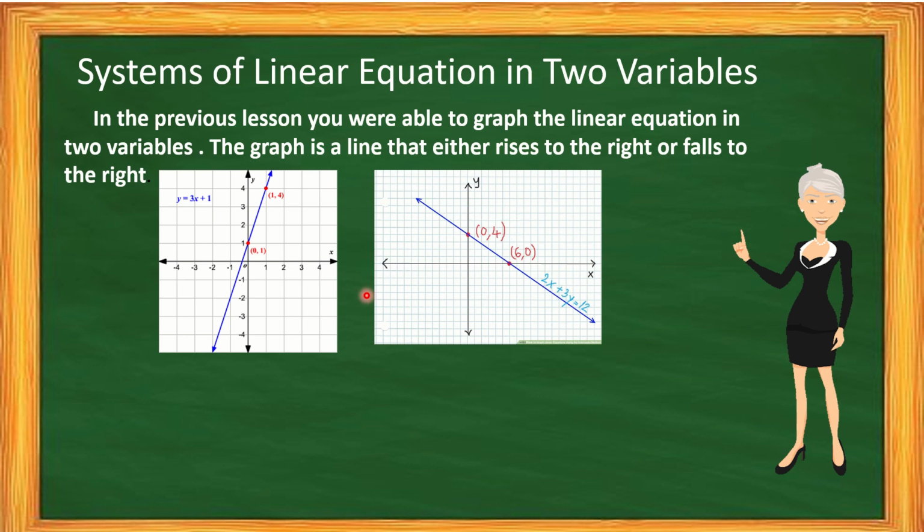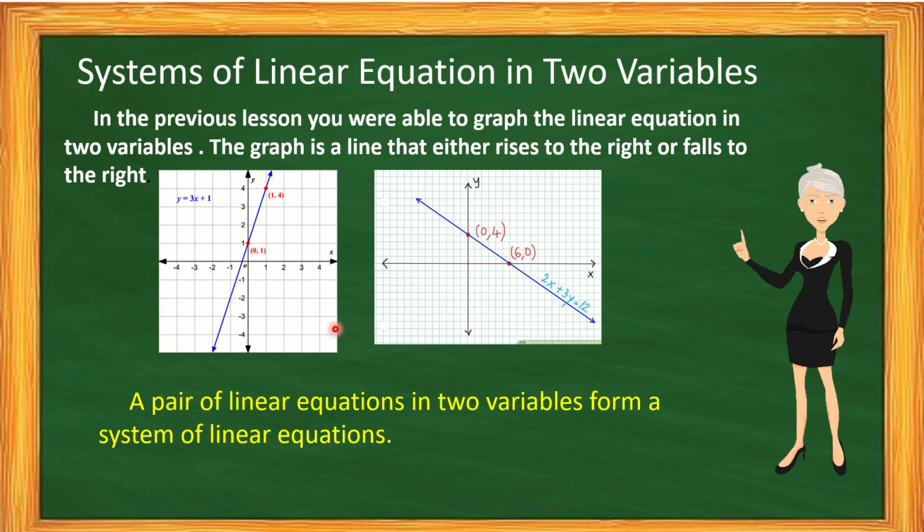But what is meant by systems of linear equations? When you say systems of linear equations, it is a pair or a set of linear equations. So we have two equations in the given set, like what we have in the example below: y equals 2x minus 1 and 2x minus 3y equals 6.